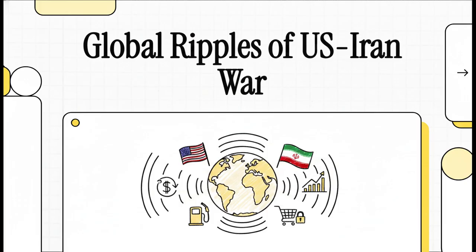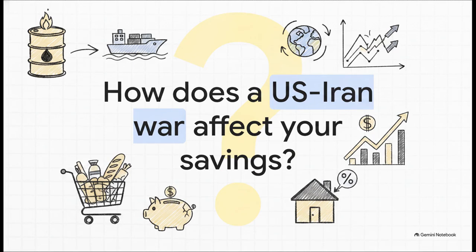We're going to look closely at exactly how a conflict between the United States and Iran would completely rewrite the financial realities of citizens all over the globe. It really all boils down to one massive question, doesn't it? What happens to your grocery bill, your savings, and your investments if a US-Iran war drags on for months?